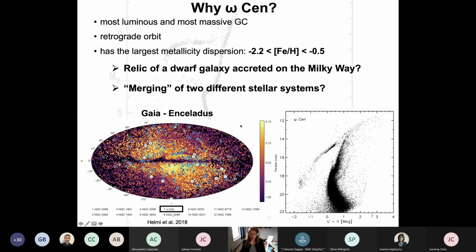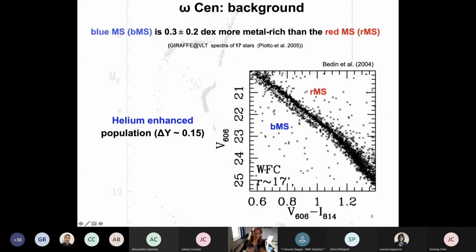Here again, the main sequence. So you see the main sequence here, but then you get Hubble. Hubble has a much higher spatial resolution, and it's a space telescope, so you can go much deeper and study much better the main sequence of clusters like Omega Centauri. And this was done many years ago, 17 years ago. And voila, we found out that the main sequence is not a spread of stars, but splits in two main sequences. One we call blue because it's bluer, and one red because it's redder.